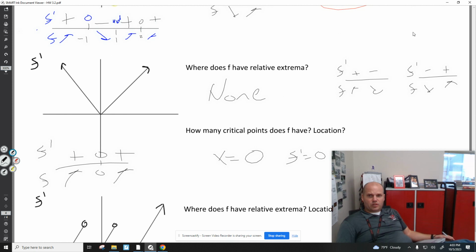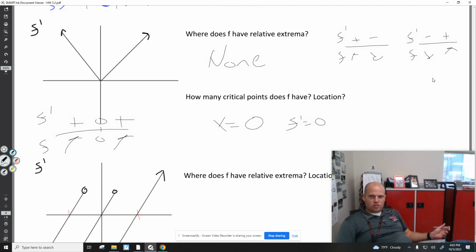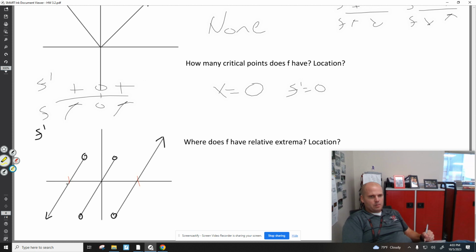Where do we have relative extrema? When f prime changes sign, f will change directions. F prime changes sign here, here, and here. X equals -1, 0, and 1. F prime changes signs from negatives. Oh, shoot. Also here and here. So if this is -1, -2, and this is 1 and 2. I got them all.